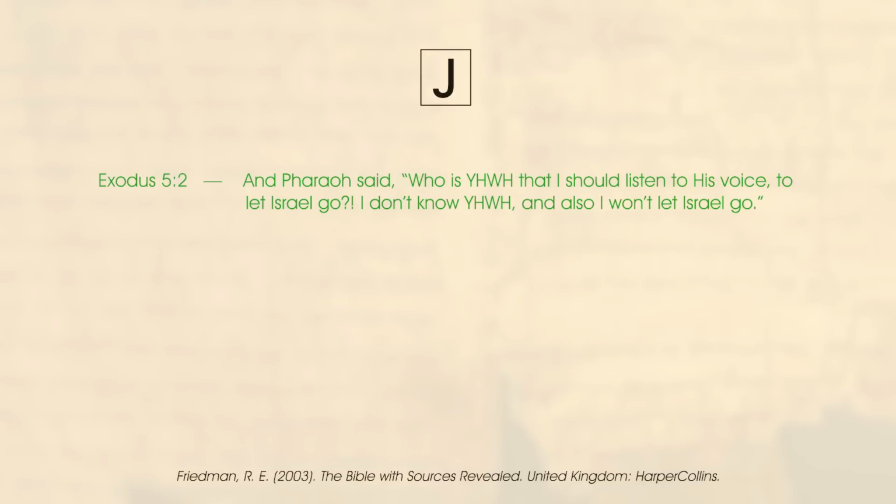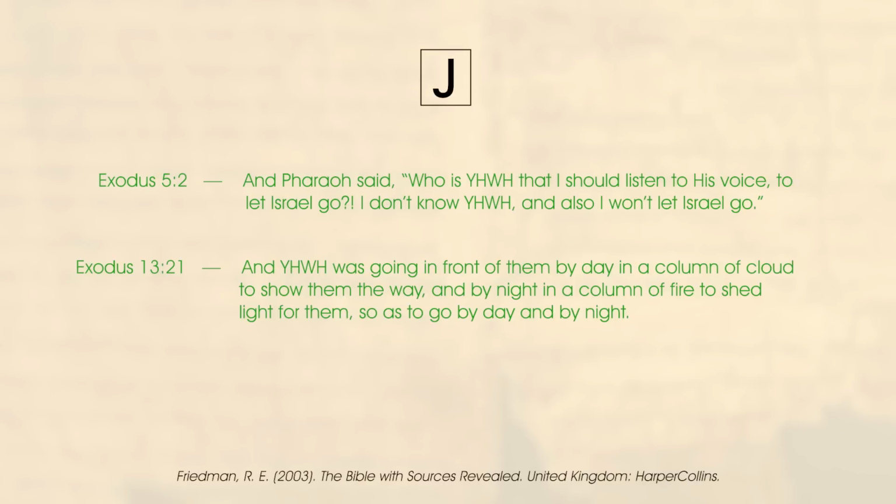It goes from the Pharaoh asking who is the Lord that he should listen to him and stating he won't let Israel go, to the Lord leading Israel out of Egypt as a pillar of fire. This is an unreasonable gap in the narrative if most of J is supposed to be preserved in the Pentateuch.